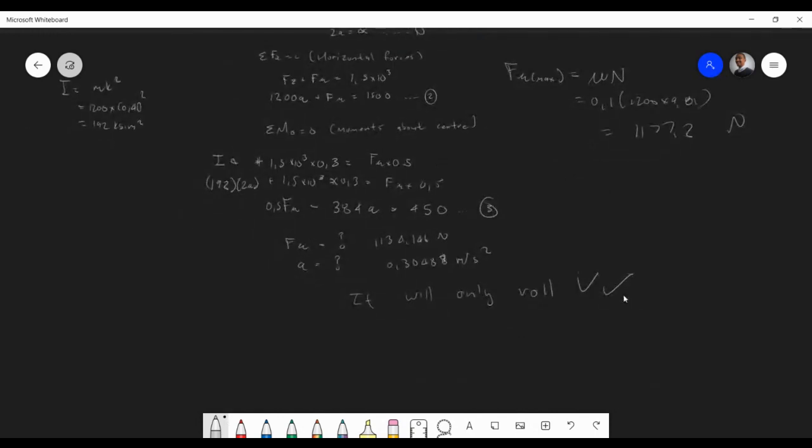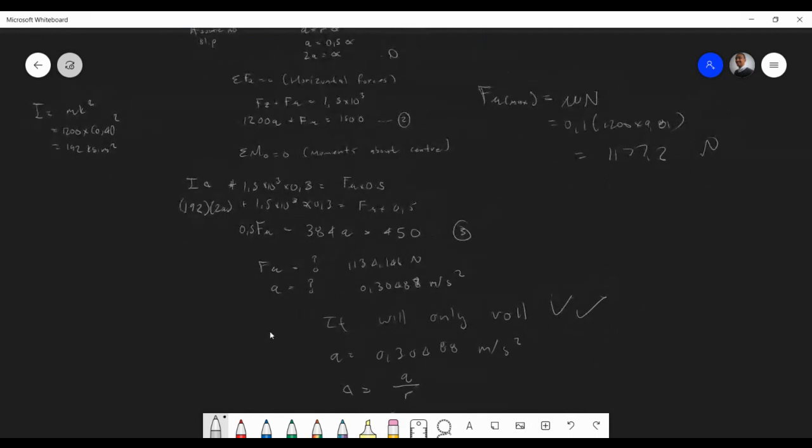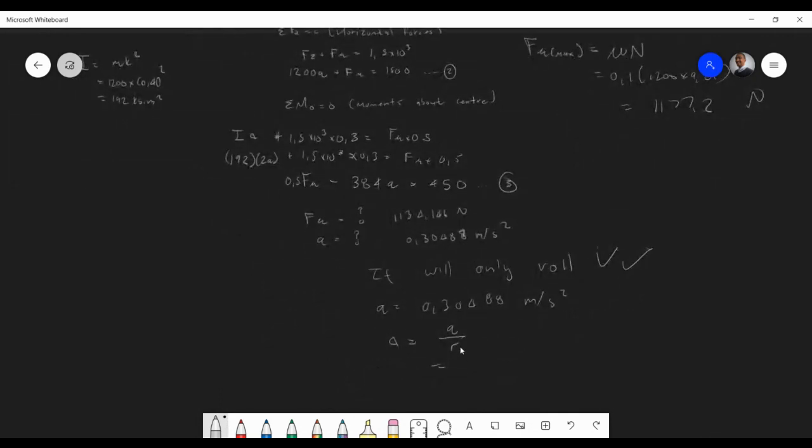And like I said, if that is the case, the actual acceleration is going to be 0.30488. And for us to find the angular acceleration, it's just going to be the acceleration divided by the radius. In that case, oh, sorry, did we find that relationship already? It's 2 times, sorry, it's 2 times. Forgive me. So it's 2 times that value. Okay, fantastic.